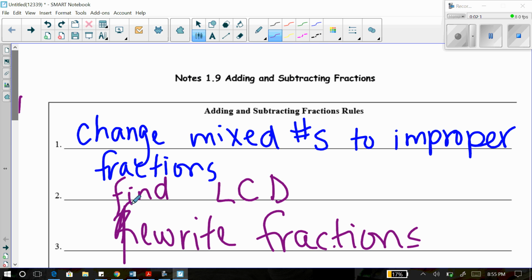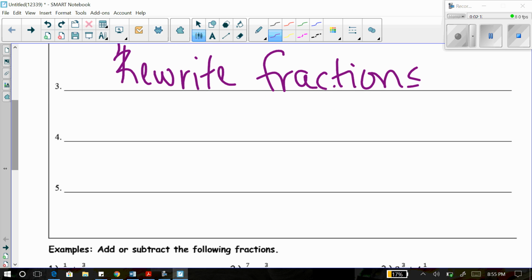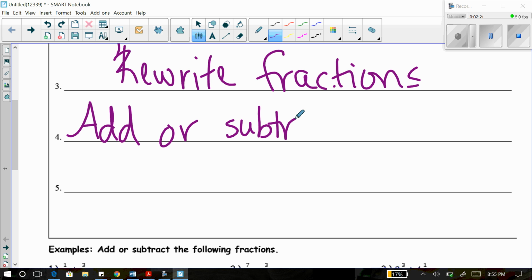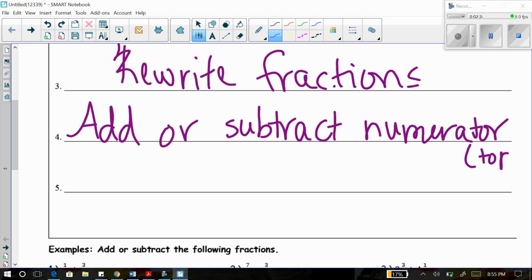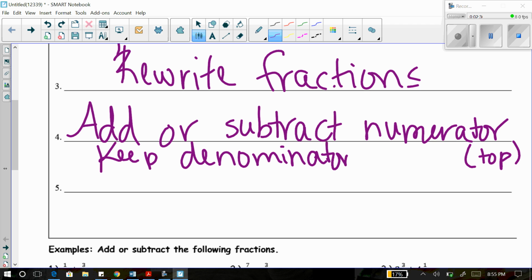Step 4 is to add or subtract numerators, which is the top of a fraction, and keep denominators, which is the bottom of a fraction.